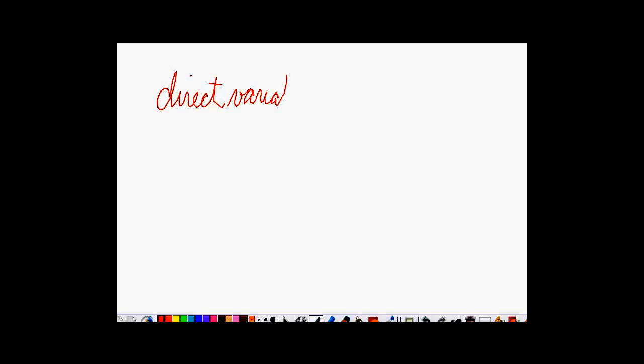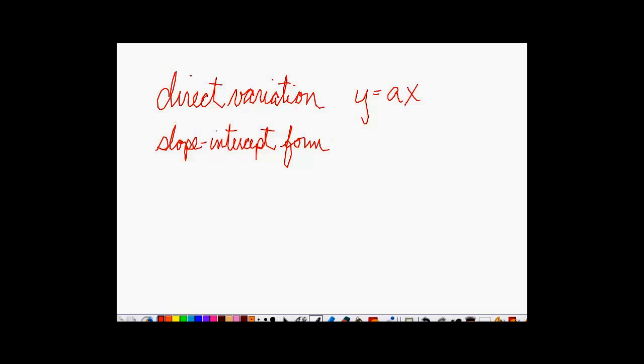So these kind of things you should have in your notes. These are some ones that we have already learned. All right. So first of all, direct variation. Direct variation is y equals ax. You should have slope-intercept form. And that one is y equals mx plus b.